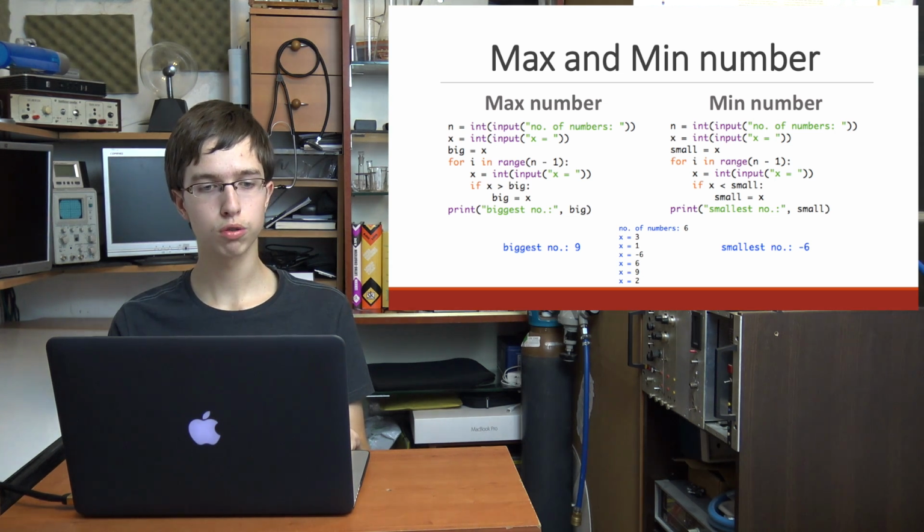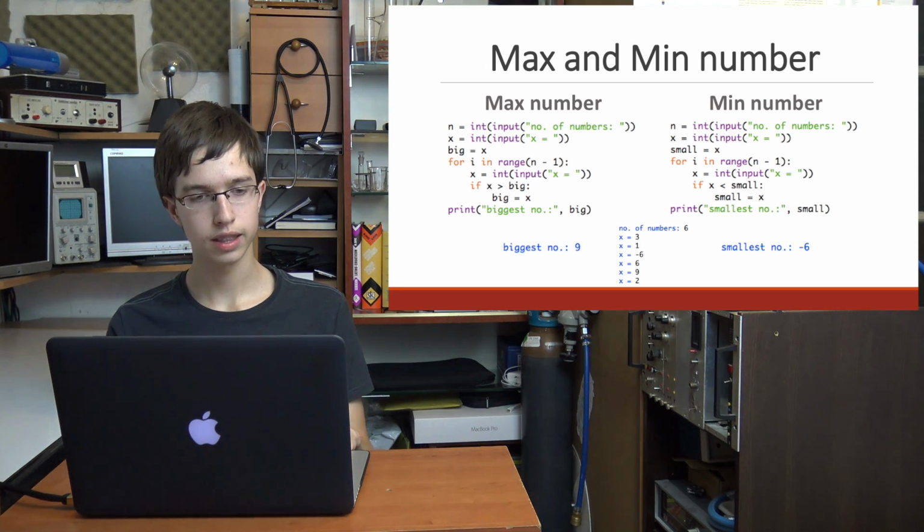Then x is equal to minus 6. Is minus 6 greater than 3? It is not. Go to the next iteration. x is equal to 6. Is 6 greater than 3? It is. Then big becomes 6.